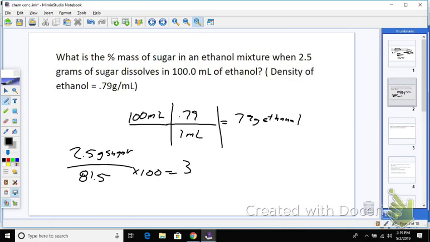You are learning. All right? So look, I'm going to say it again. Most people will do this problem wrong because they'll do what? 2.5 divided by 79. 79 is not the total.